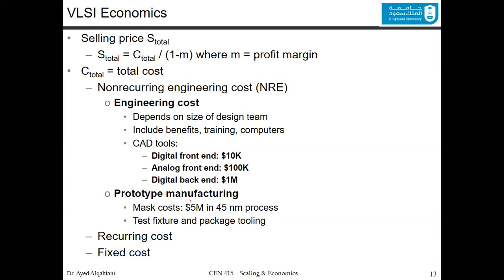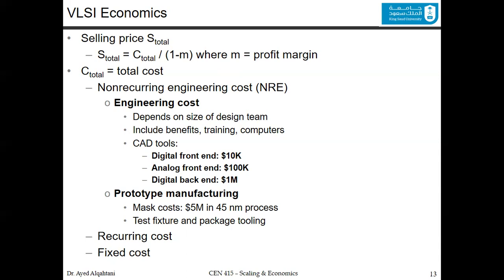Also, the prototype manufacturing, the mask cost, is $5 million in the 45 nanometer process. The test fixtures and package tooling as well have their own cost. And from all of this, you have the total cost. We talked in the first video about how to calculate the cost, and now we are moving to the price, and it's a very simple equation. You just calculate your profit margin, and it's related to other business courses more than the VLSI course.